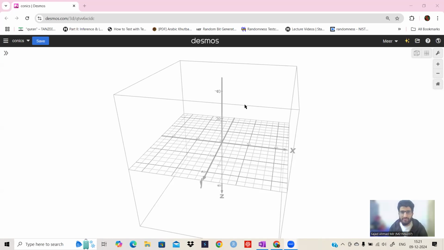Welcome to the first lecture on conic sections. So conic sections are curves which we obtain by intersecting a cone with a plane. Let's see how we can do that.